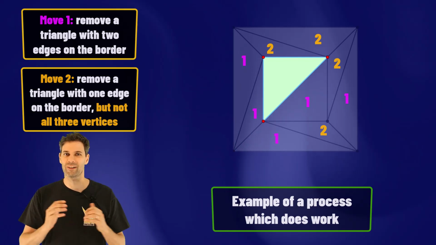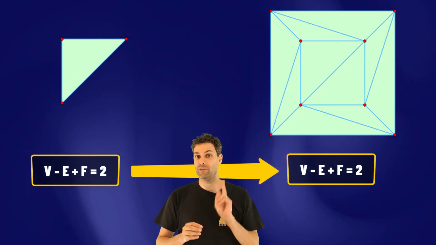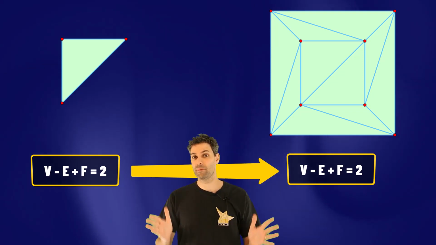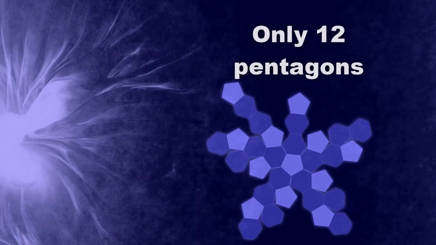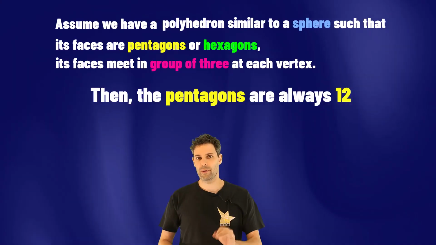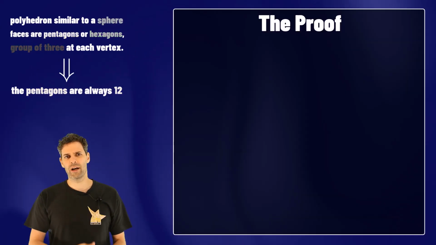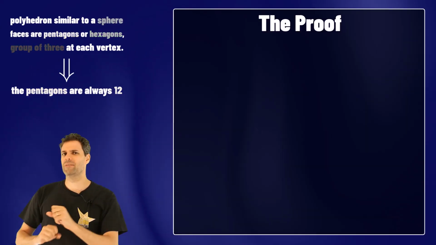As we said before, with this graph we have that v minus e plus f equals 2. And so, we completed the proof. Now we are ready to prove our main result. Let's write down what we know about our polyhedron.